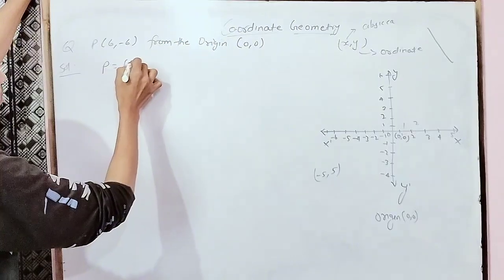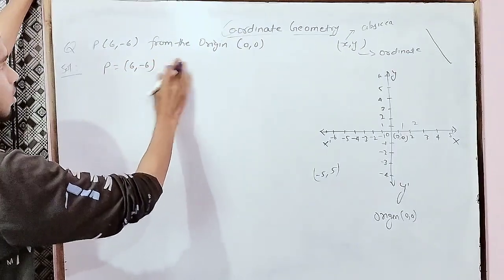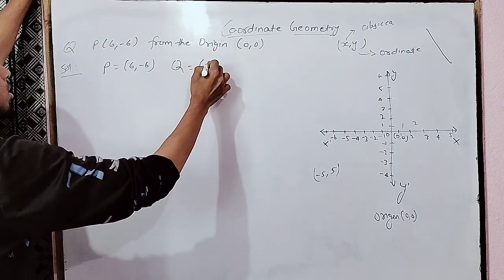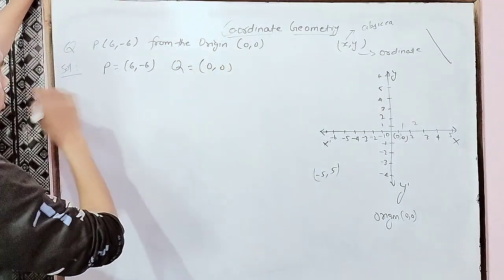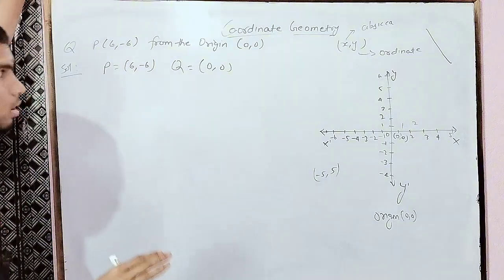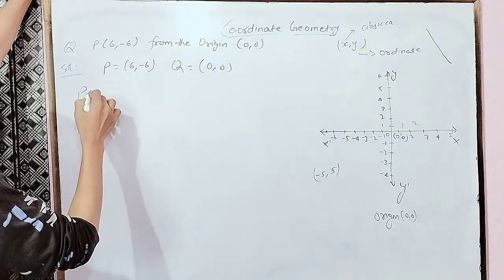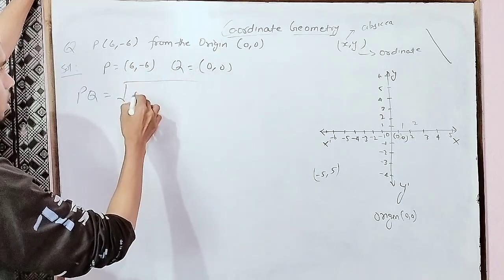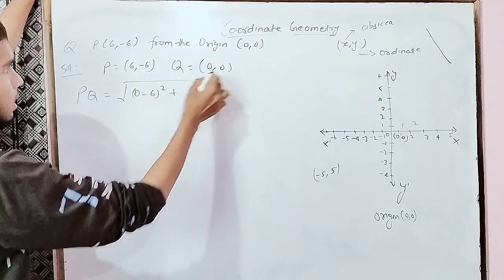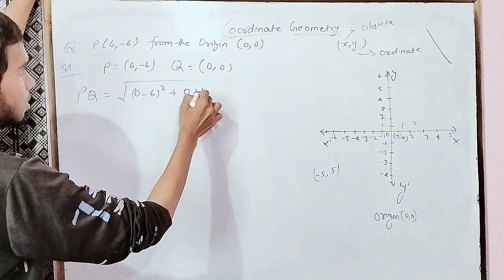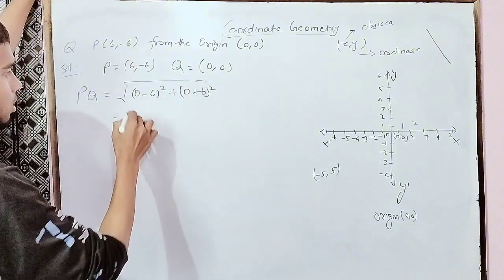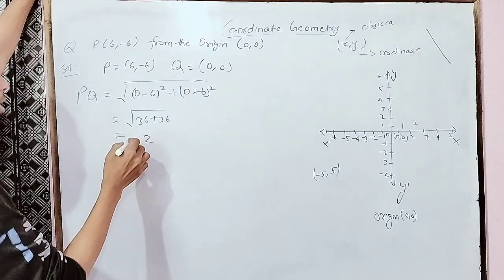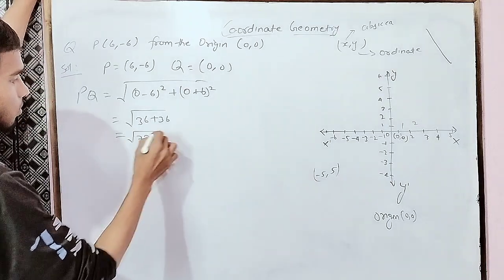A is 6, minus 6, B is the origin already, so we can consider it as 0, 0. So here we are going to apply the distance formula. So between this, 0 minus 6 and 0 plus 6. So here 36 plus 36 will become 72.